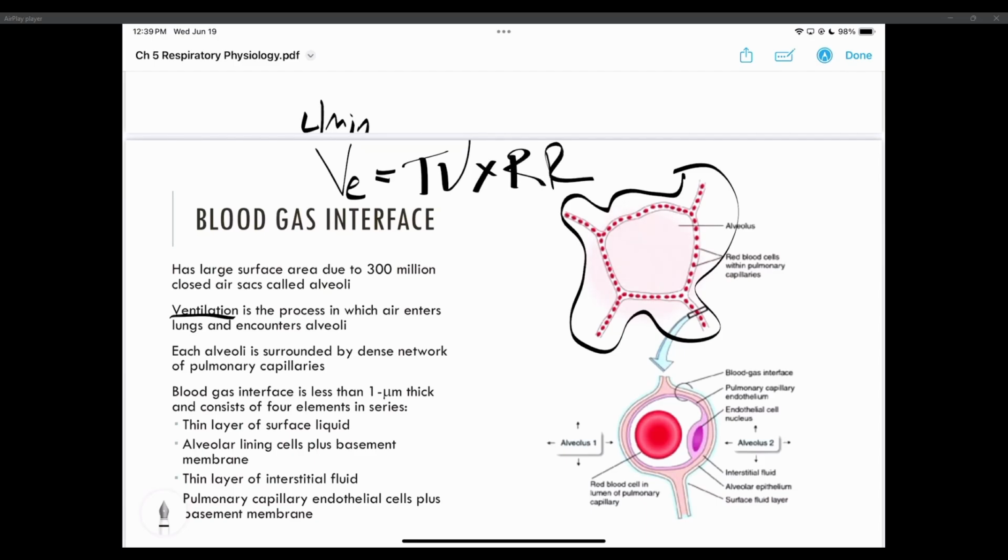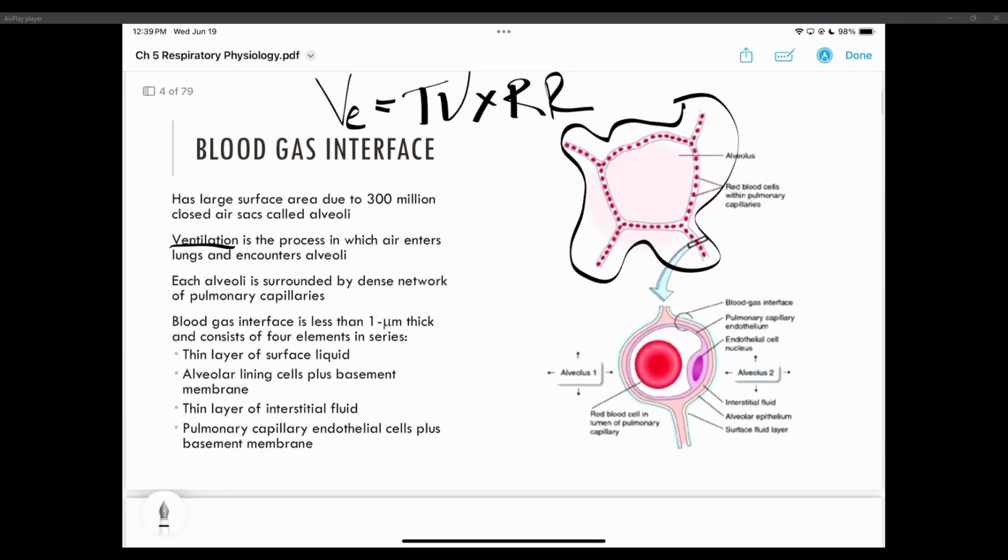I'll put R, respiration rate. How many times a minute do you breathe? Multiply them together, and that tells you your minute ventilation. How much air can you move in and out of your lungs each minute? Just like cardiac output. How much blood can your heart pump each minute? Okay?